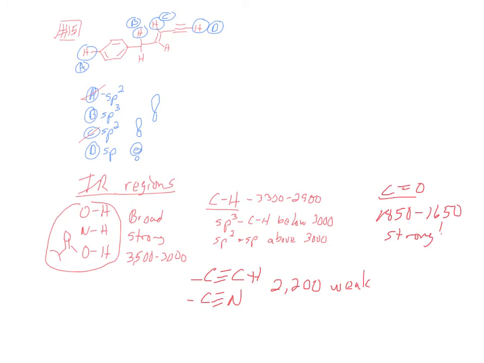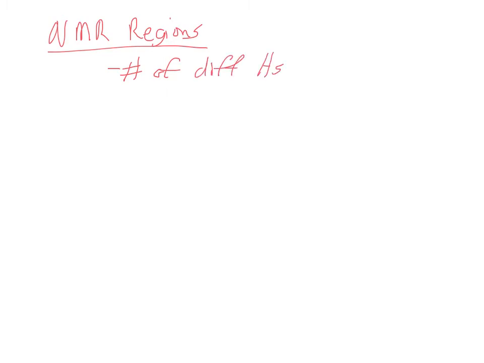Good. So what about NMR regions then? What do I need to know for the exam? What do I need to know for this? NMR regions, we have to remember a couple of things about NMR. First, what does NMR tell us? It tells us the number of different H's is equal to the number of peaks. Number of different H's equals number of different peaks.